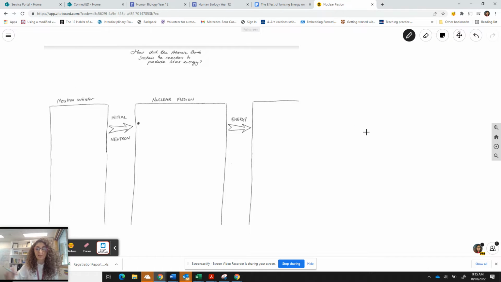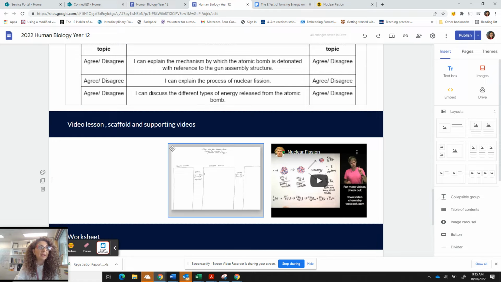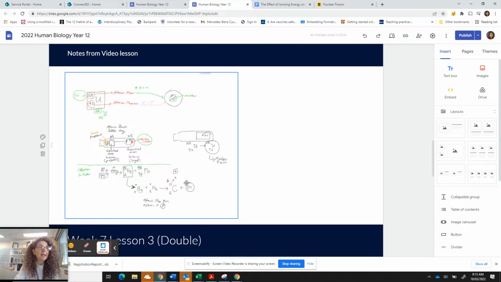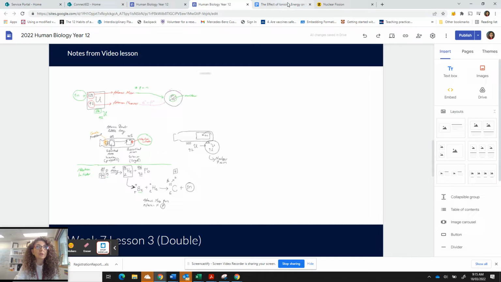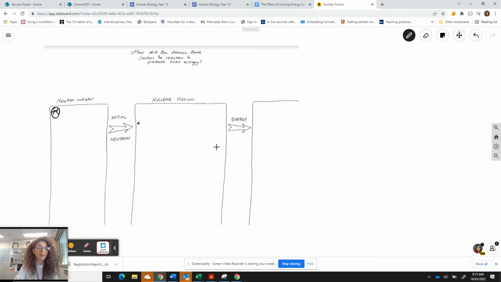Now, the first thing I'd like you to do is write down what the reactions are that happen in the neutron initiator. The reason that I want you to do this is because I need you to understand that there is a link between what we did in the last lesson and what we're doing this lesson. So remember, looking back, these reactions happening here to produce that neutron are what you need to put in this box right here.